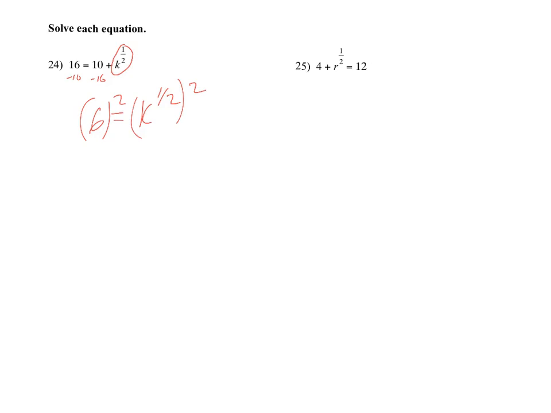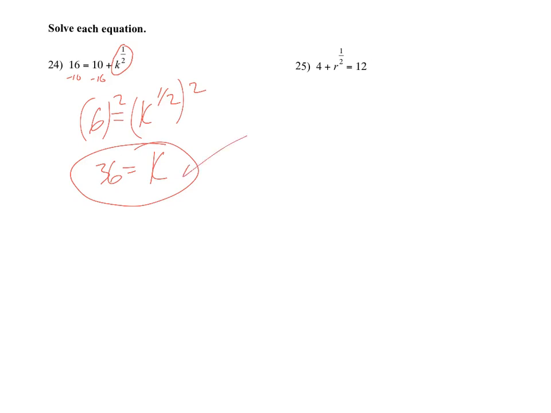K to the 1/2 squared is just k. We got rid of the exponent on our variable. 6 squared is 36, and we have our answer. If we were to put this in, k is 36. 36 to the 1/2 power is like the square root of 36, which is 6, plus 10 is 16, and 16 equals 16, so we're good.